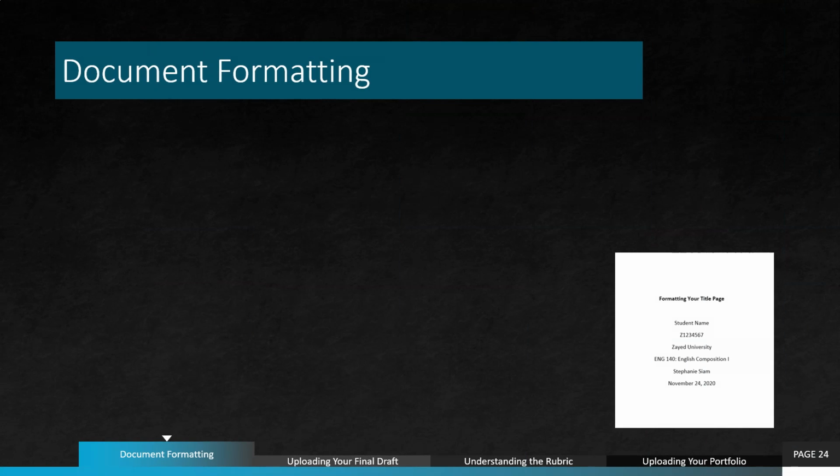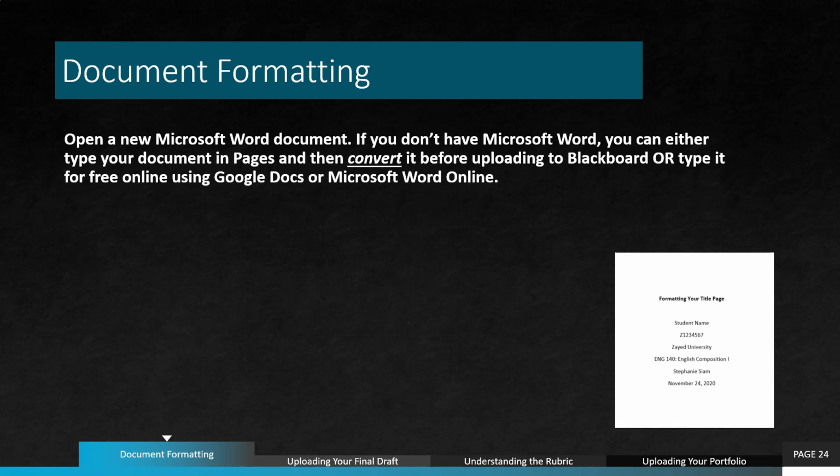Starting with document formatting. Open a new Microsoft Word document. If you don't have Microsoft Word, you can either type your document in Pages and then convert it to a .docx file before uploading to Blackboard, or you can type it for free online using Google Docs or Microsoft Word Online. If you don't know how to convert it, you can either ask me or you can search in Google for converting Pages documents to Microsoft Word format. It's a two-step process. It's very simple.